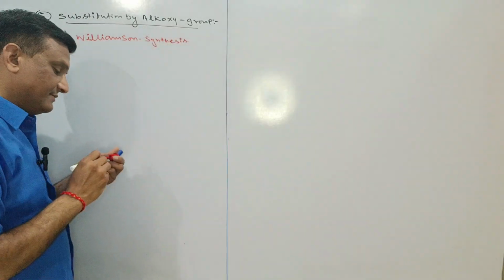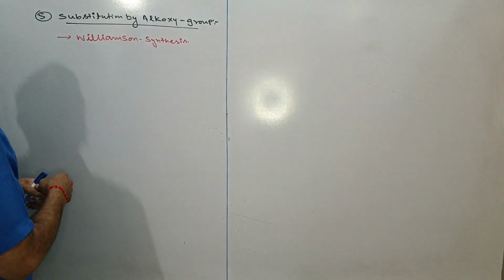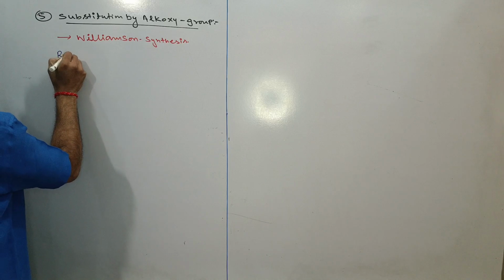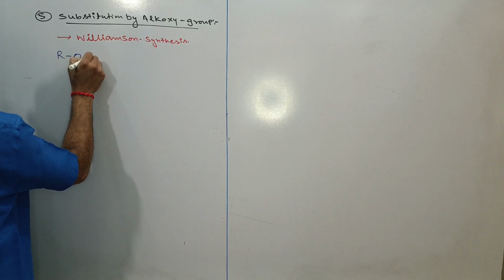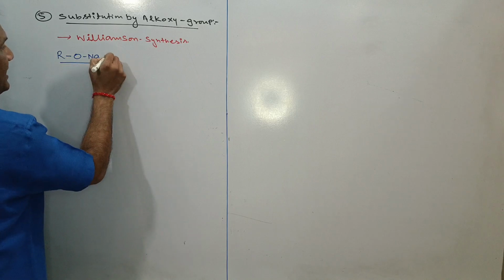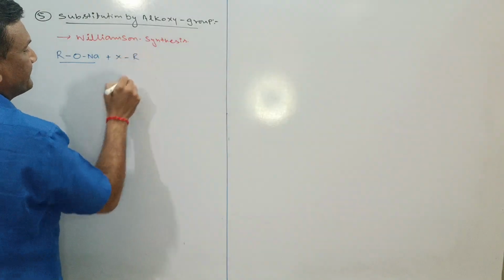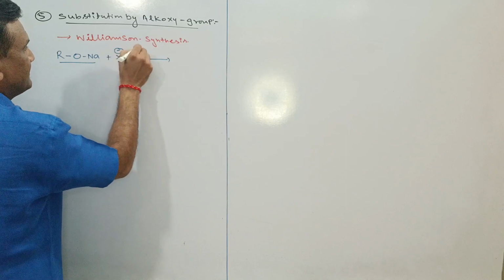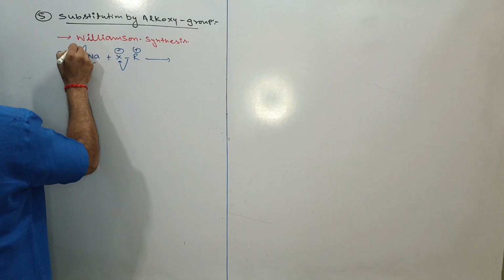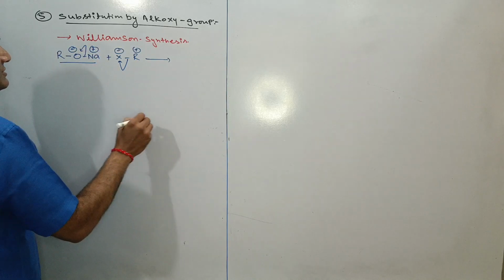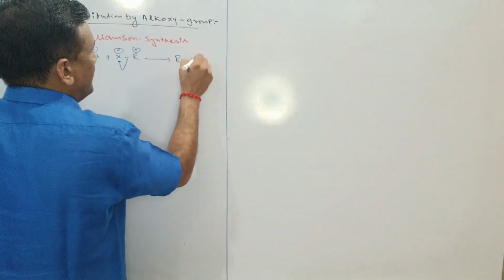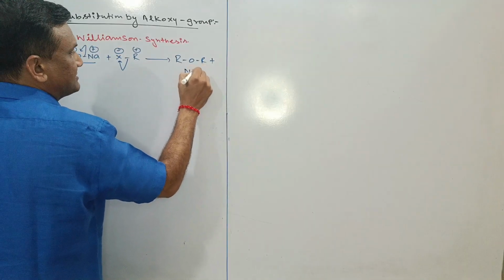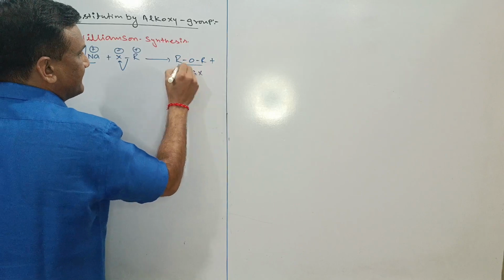What is the reaction? We take the sodium salt of alcohol, RONa, and here is the alkyl halide, RX. The electronegativity of oxygen is larger than that of sodium, so there will be formation of ROR, an ether, and the rest will form NaX. This is the ether.